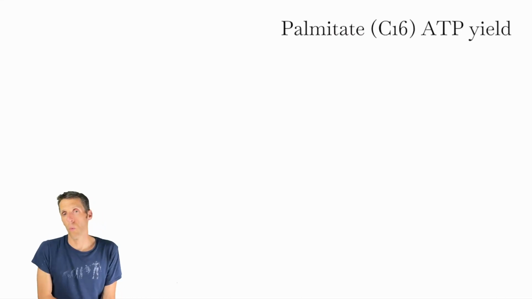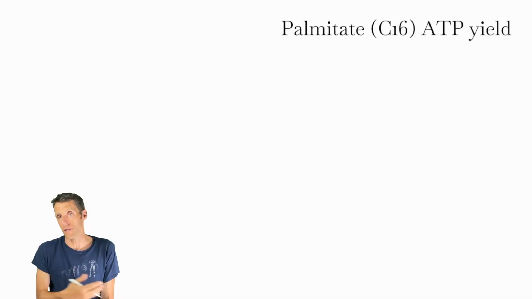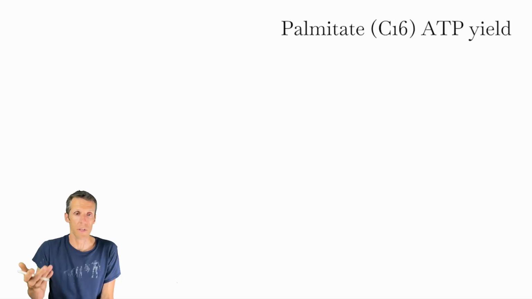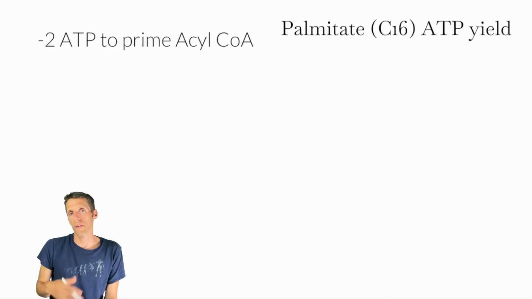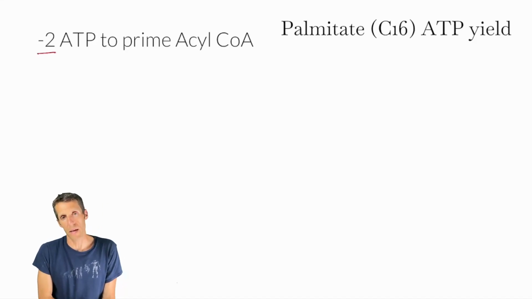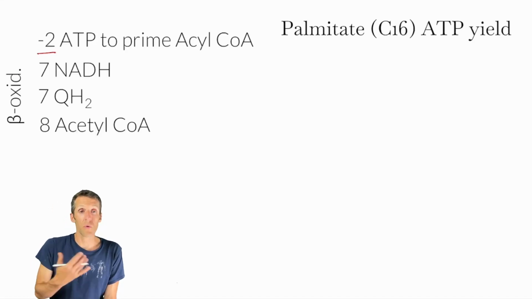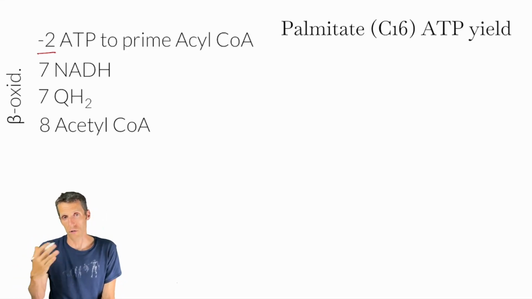All right, so what does that give us in terms of ATP? Because remember, this is happening inside of the mitochondrial matrix. What's going to happen to all of these reduced electron carriers is they're going to be oxidized, assuming there's enough oxygen around, to their oxidized form with oxygen ultimately yielding ATP. So let's add up what the ATP yields are going to look like. So remember we had to spend 2 ATPs to prime the acyl-CoA. So we started out with -2. We're going to, through the process of beta oxidation, yield 7 NADHs, 7 QH2s, and 8 acetyl-CoAs. I showed that on the last slide.